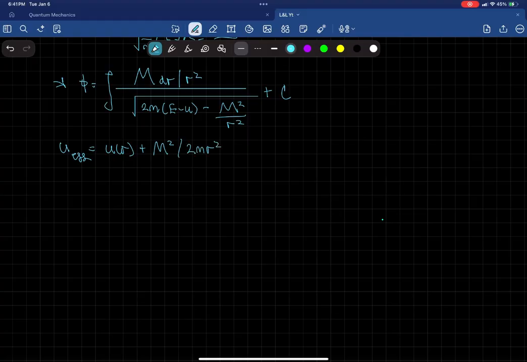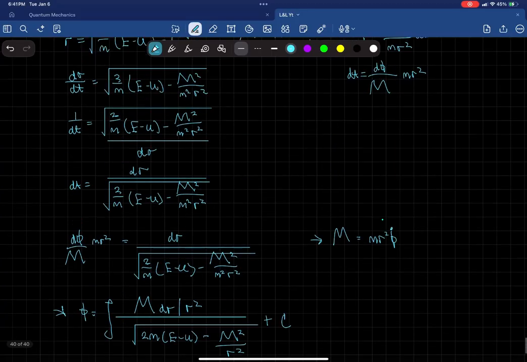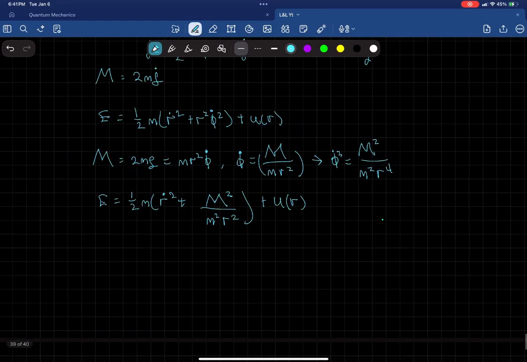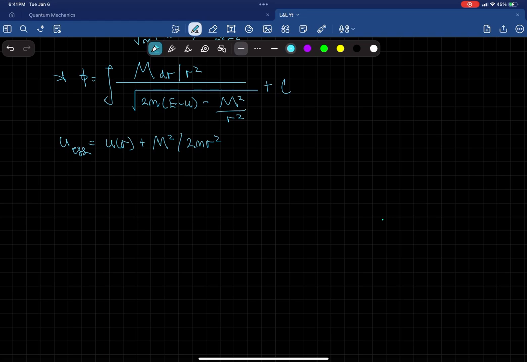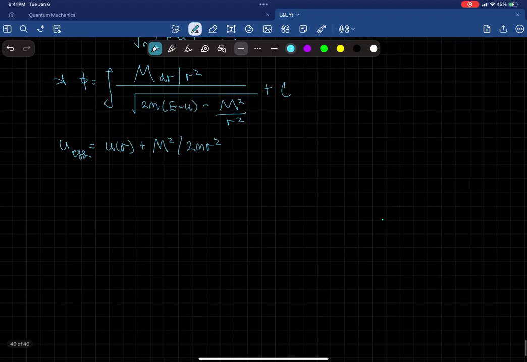And this is just coming from my equation of energy right here. So the effective potential is defined as that equation there, and the quantity M squared over 2mr squared is called the centrifugal energy. So capital M squared over 2mr squared is defined as the centrifugal energy.